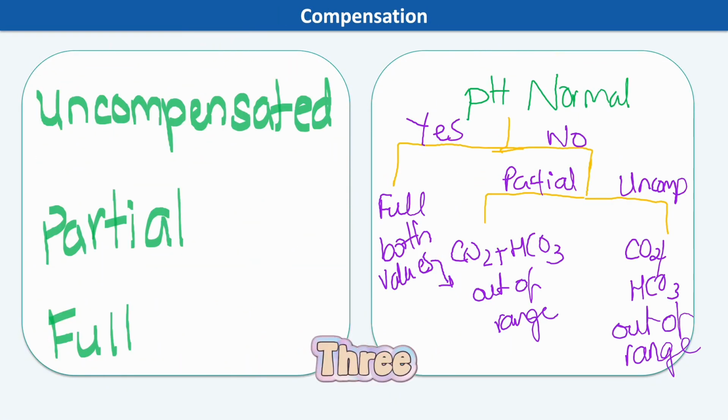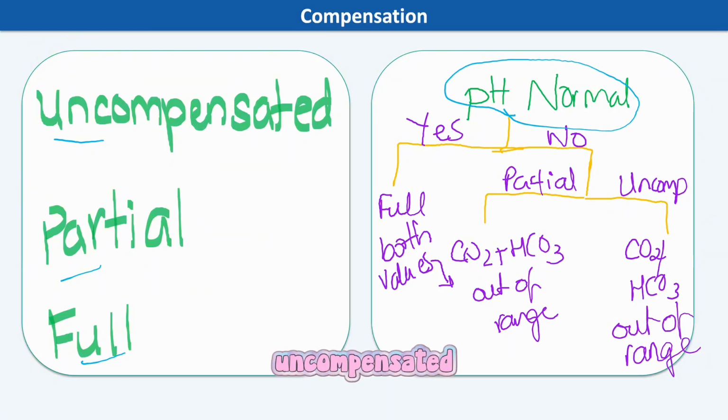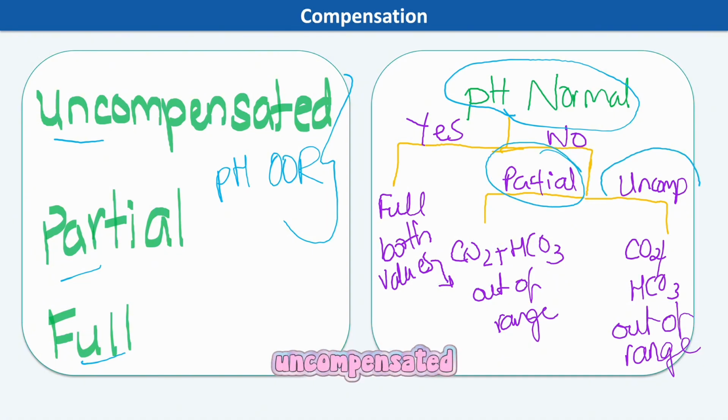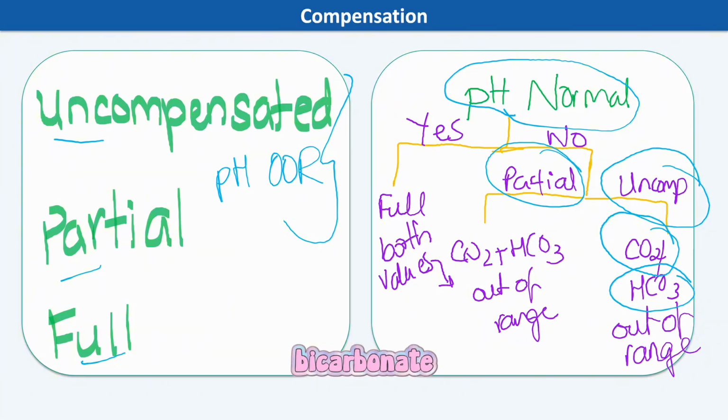Okay, for compensation, we have 3 levels. We have uncompensated, partial, and full. In both, we're going to ask, is the pH normal? For uncompensated and for partial, the pH is out of range. So let's say the pH is out of range. We're going to ask, is it partial or is it uncompensated? If it's uncompensated, one of the values will be out of range. It's either going to be the carbon dioxide or the bicarbonate. So basically, the other organ is not helping out to balance the acid-base.